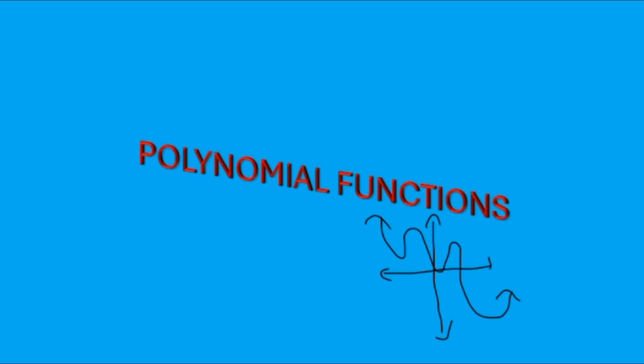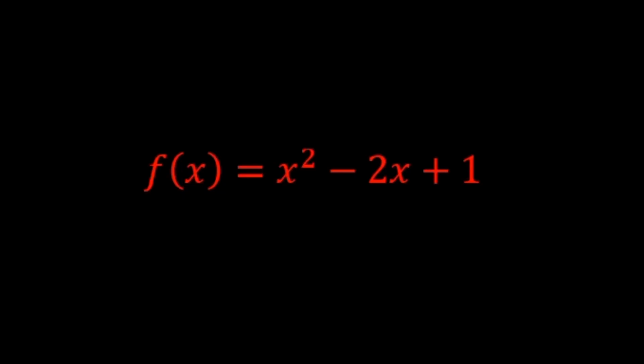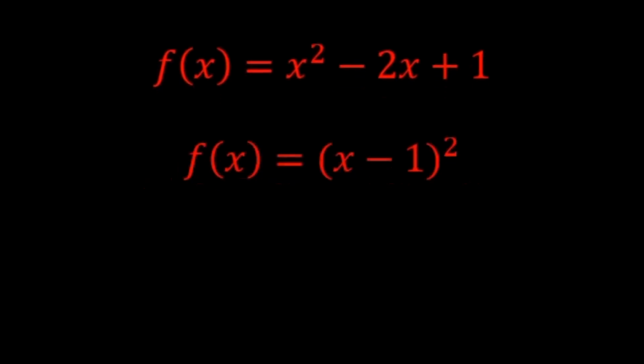Now let's move on to polynomial functions. Now we're moving on to something that you learn to graph a lot later. The simplest way to graph a polynomial is by finding its factors. Suppose you have f of x is equal to x squared minus 2x plus 1. Its factors will be x minus 1 times x minus 1. We can say that f of x is equal to x minus 1 whole squared.